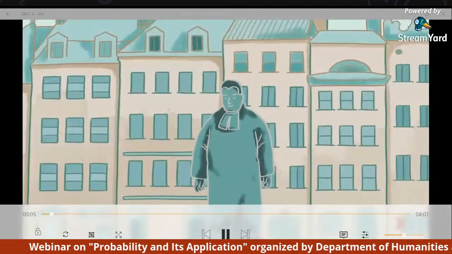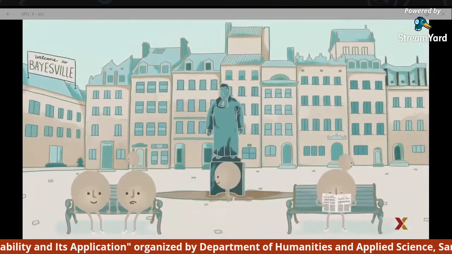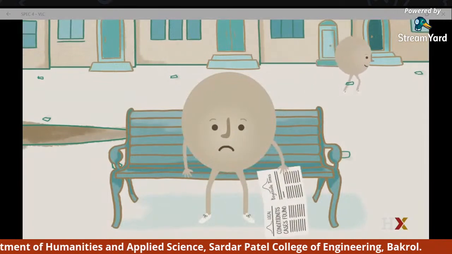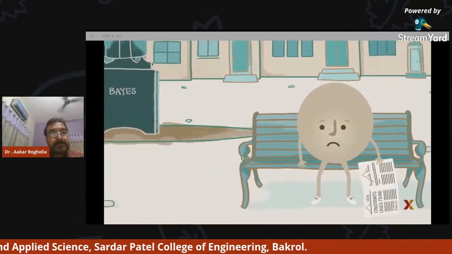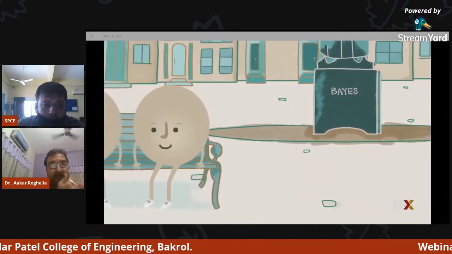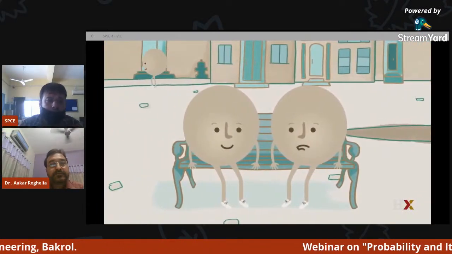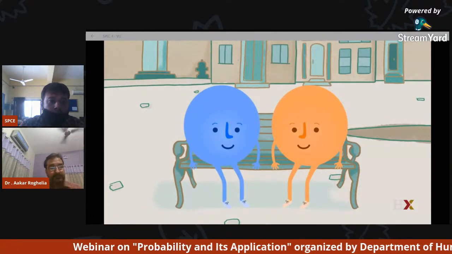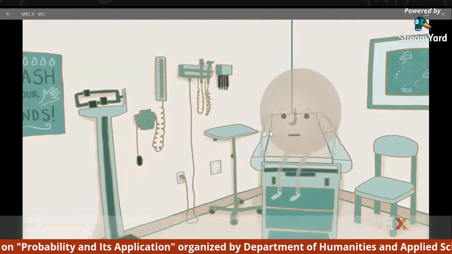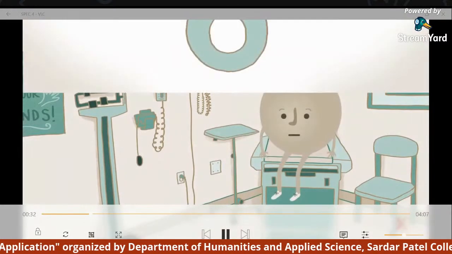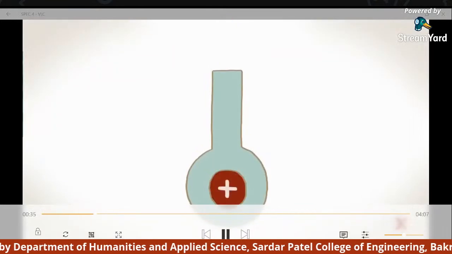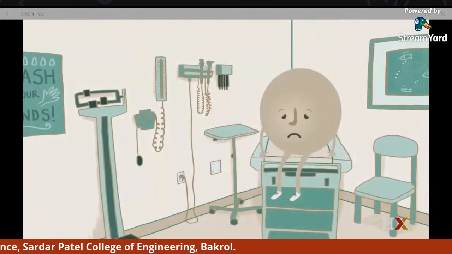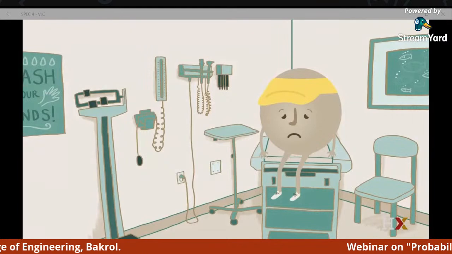The town of Bayesville has a population of 2,000 people. Jimmy is worried after reading a news article about a disease called conditionitis. Conditionitis is a serious but rare disease afflicting 1% of the population. Let's represent healthy people as blue and diseased people as orange. Jimmy decides to go to the doctor to get tested. Unfortunately, Jimmy tests positive for the disease. In other words, the test says that he has conditionitis. We will represent positive test results with yellow hats.